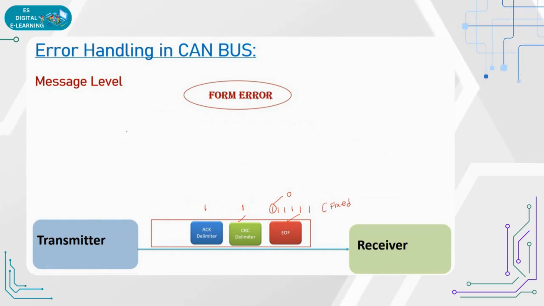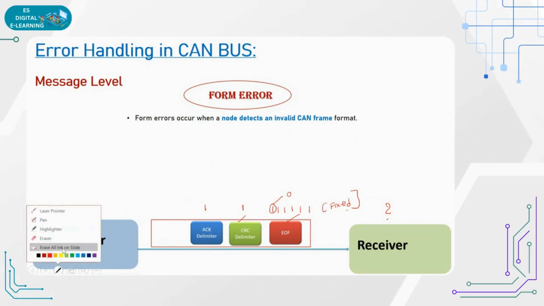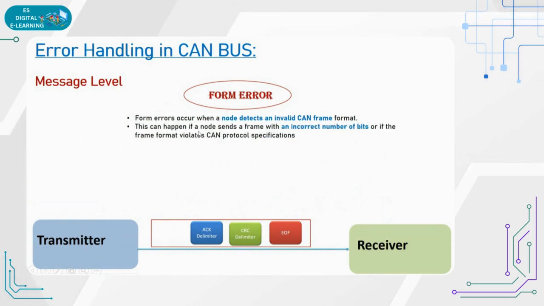So at message level, who identifies this form error? Who will identify, the receiver or the transmitter? The receiver will identify the form error. The data we send may not be valid, and the receiver end verifies it. So if any one of these bits is changed from 1 to 0, then it will get a form error. You can write it down: form error occurs when a node detects an invalid CAN frame format. This can happen if a node sends a frame with an incorrect number of bits, or the frame format violates the CAN protocol specification, then we get the form error.